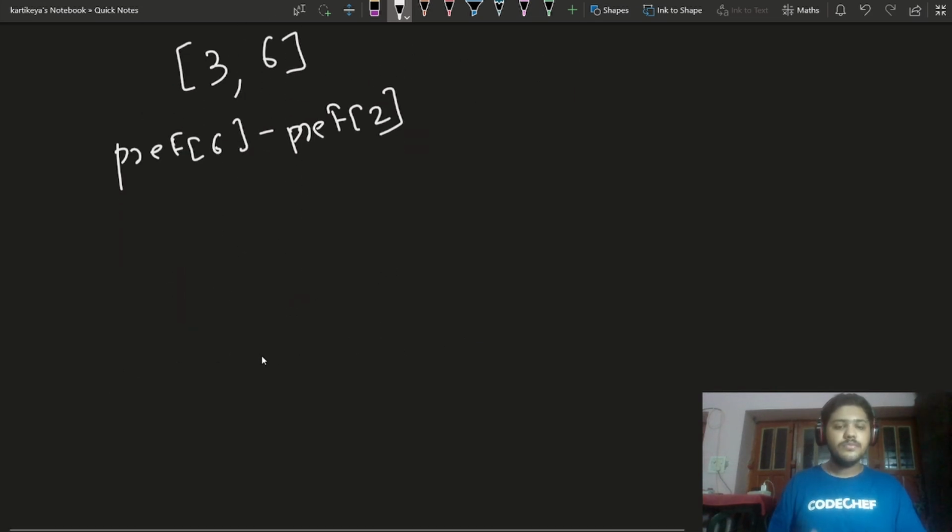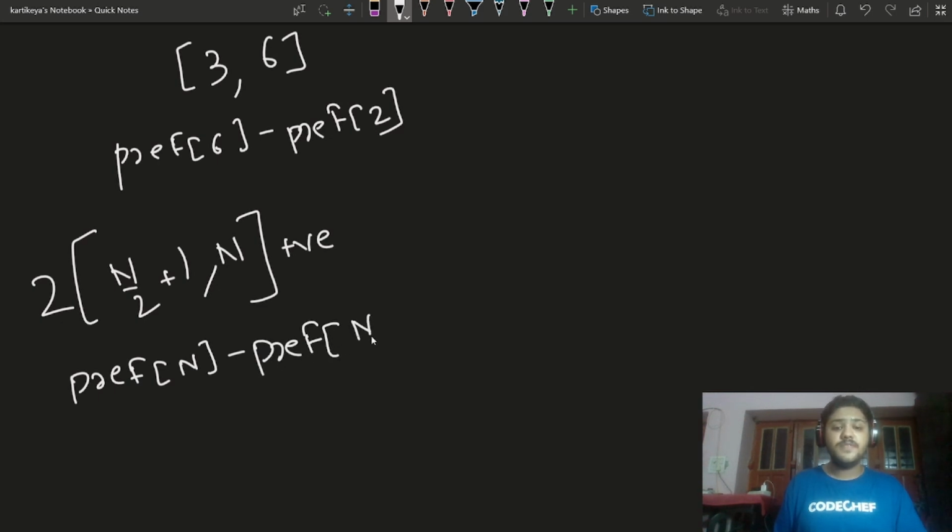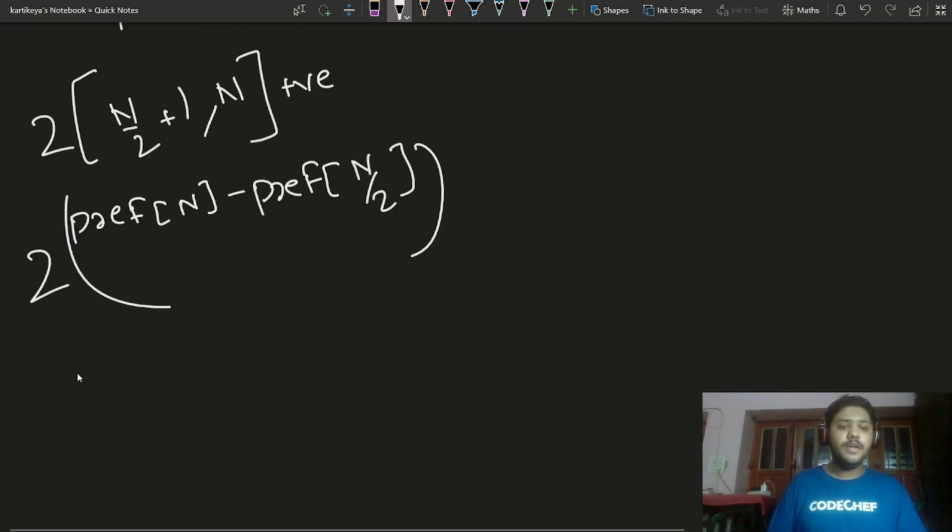Now, how are we using this prefix array to solve our question? We want the sum of numbers from n by 2 plus 1 till n, 2 times as positive. So we can write it as prefix of n minus prefix of n by 2 plus 1 minus 1, that is prefix of n by 2, and multiply it by 2. Okay, so we can get it in O of 1 time.